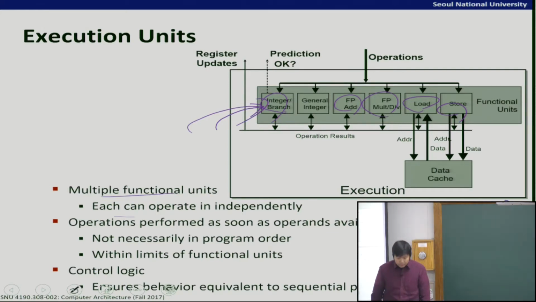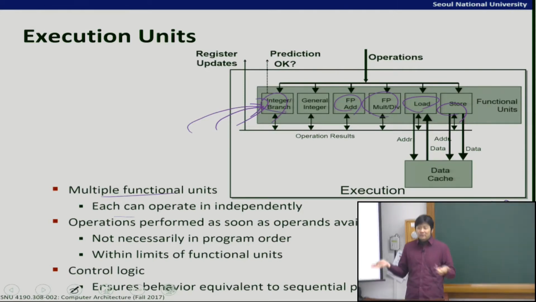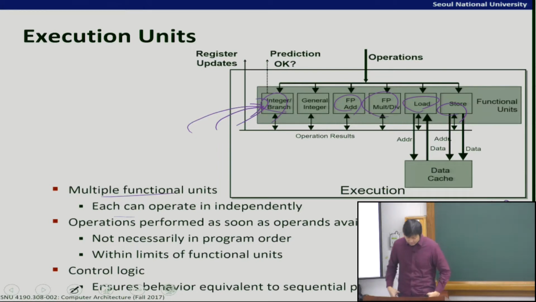So let's say one instruction is pending. Maybe it is pending because the data you're looking for is currently not in memory, so you have to fetch the data from disk. Then it takes a long time to get the operand, right? In that case, you may want to execute a later instruction first, because maybe the later instructions are ready already. All the operands are available, so they can start execution early, not necessarily in program order, within the limits of functional units.